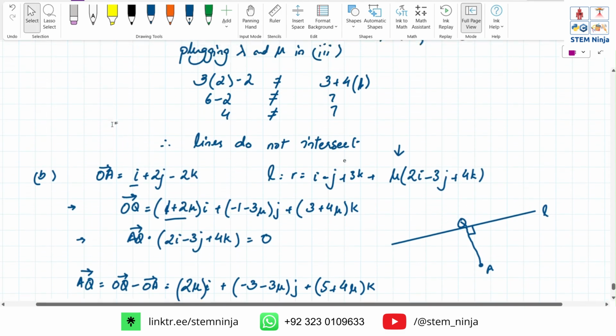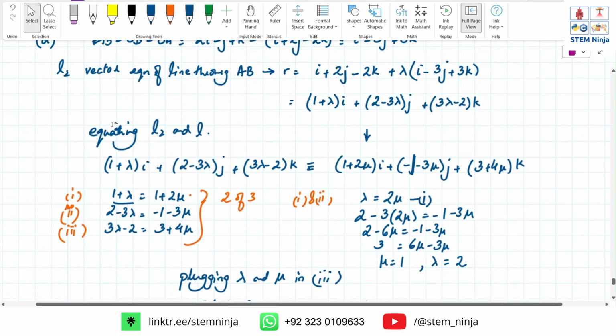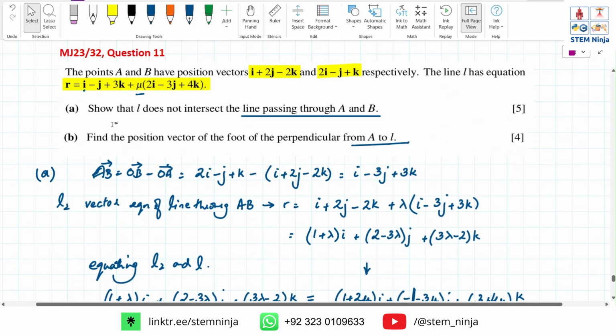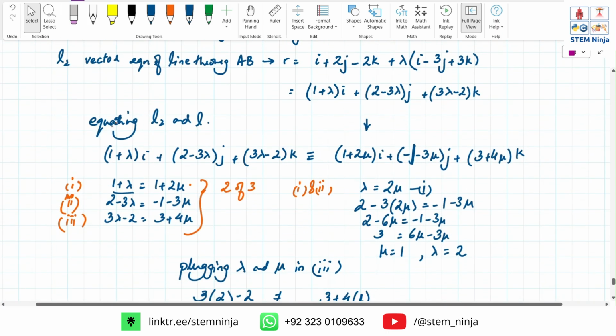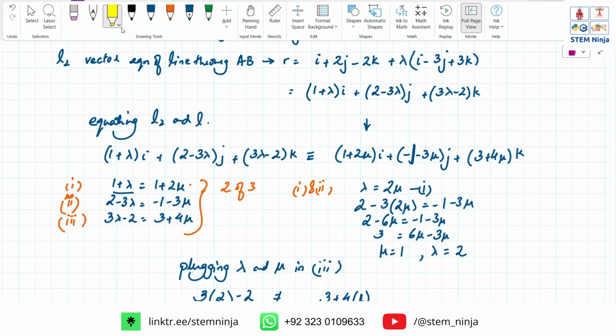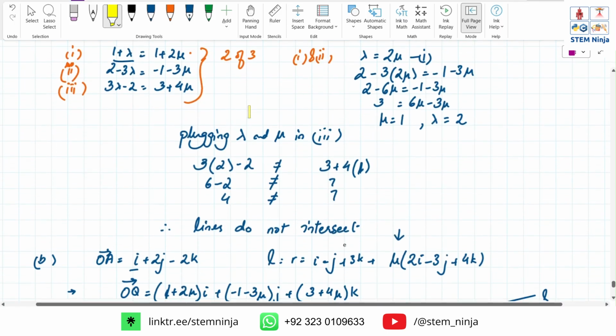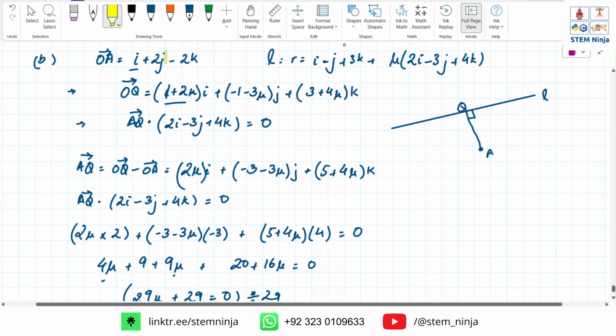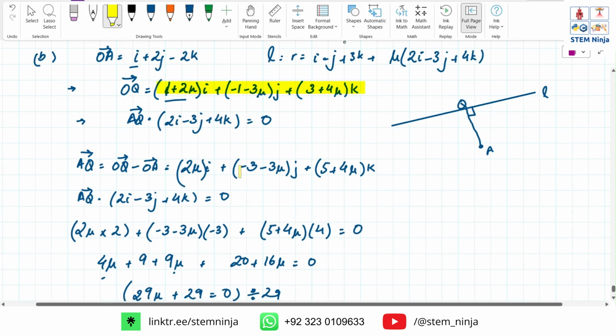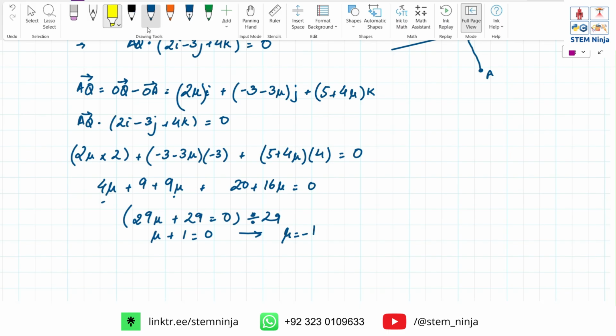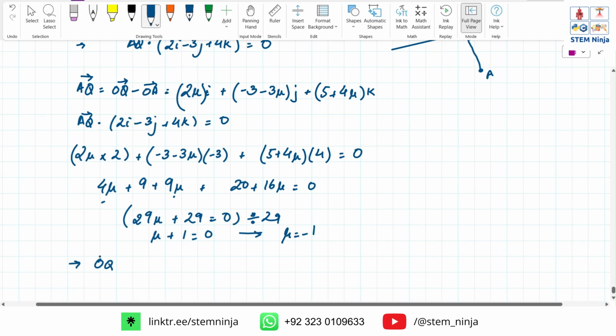Right, okay. Since we have mu is equal to minus 1, we needed the position vector. So we just need to plug it into the line L. We just need to plug it over here. So 1 plus 2 mu, therefore OQ, 1 plus 2 mu, that would become minus 2.